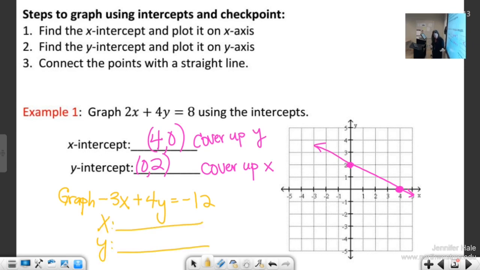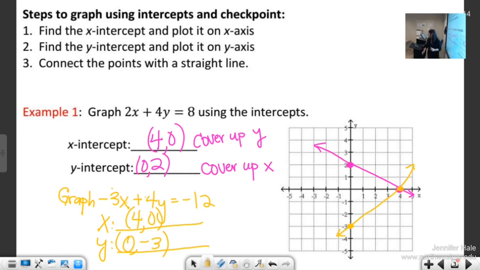Okay, so if I want to find x, you cover up y. So what am I dividing then? What am I dividing negative 12 by? Negative 3. What's negative 12 divided by negative 3? 4. So there's my x at 4 again. Okay. And if I want to find y, I cover up x. So if I covered it up, now I'm dividing negative 12 by what? 4. And what would that be? Negative 3. Now, so I'm going to have negative 3 plotted on the y. Turn them into ordered pairs for me. For the x, you put the 0 in for the y, and for the y, you put the 0 in for the x, and then you join them up.